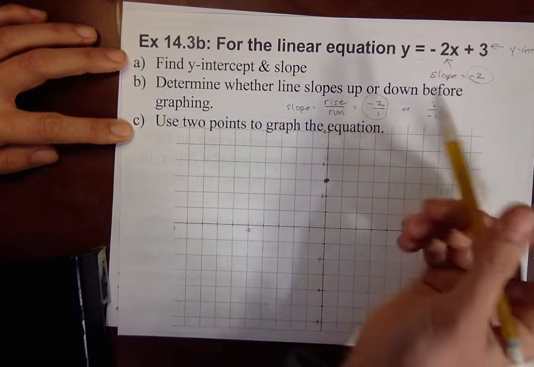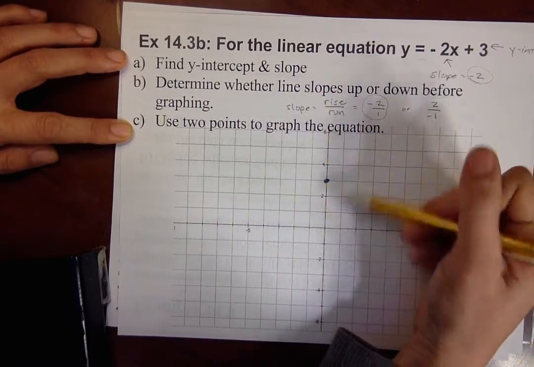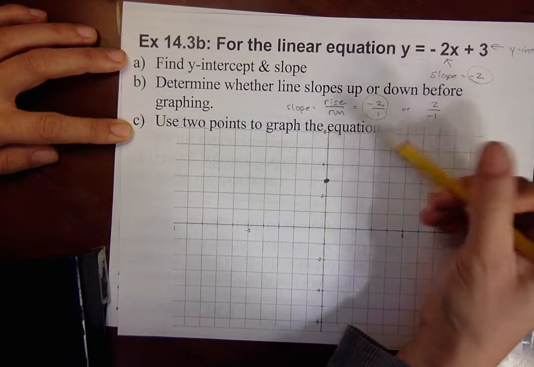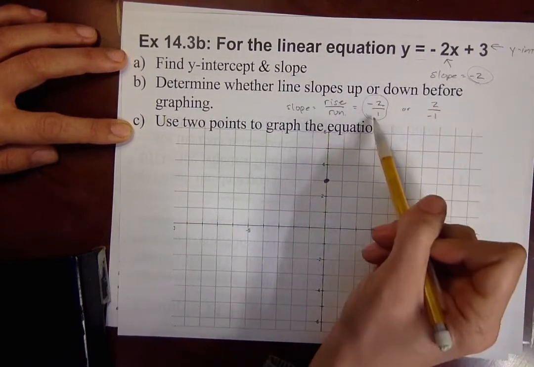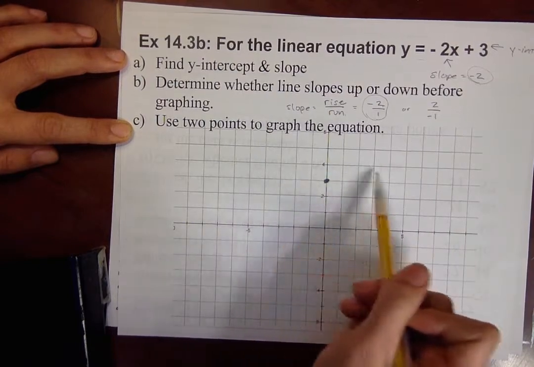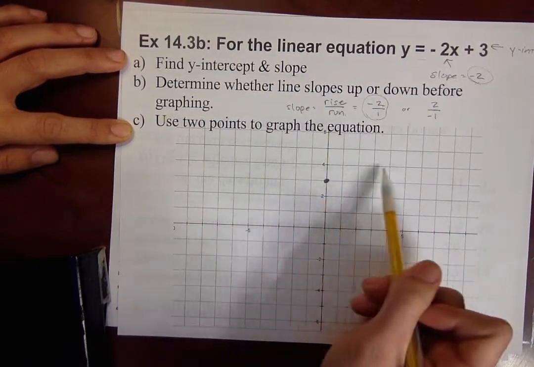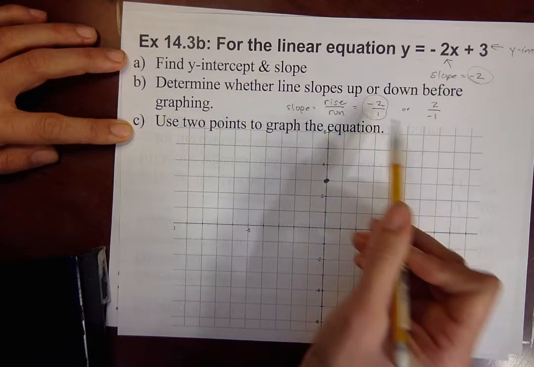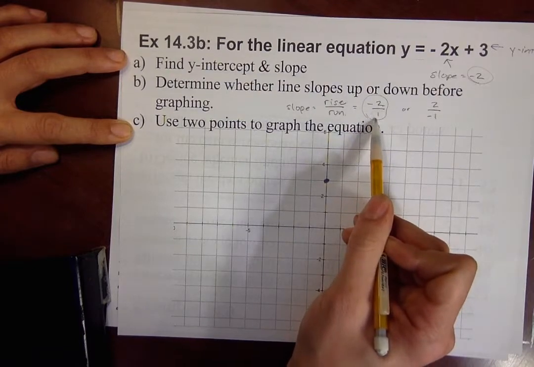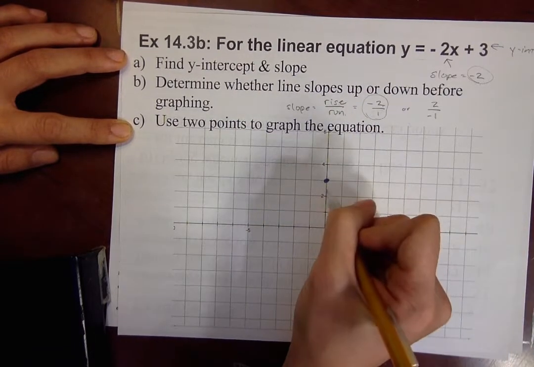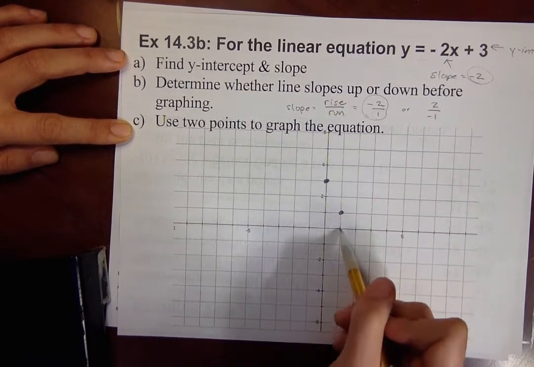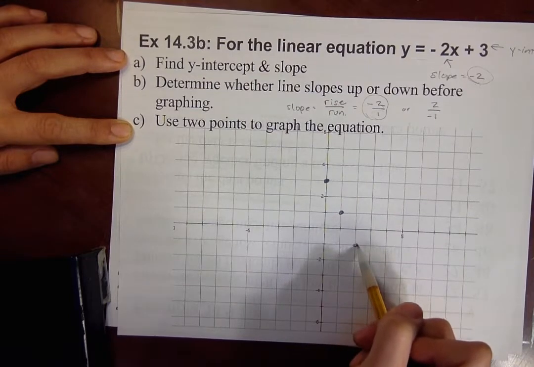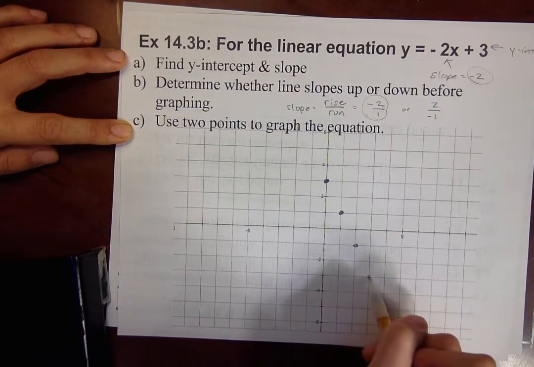So the numerator here tells us how much we go up or down. If this is a positive number, it means you go up. If it's a negative number, you go down. So I'm going to go down 2, and then my run, that's the distance that I'm going to travel in the x direction, 1. So I go down 2 and 1 to the right. So I go down 2 and over 1. There's another point on my graph. I go down 2 and over 1, and I can keep doing this. And all of these will be points on my line.